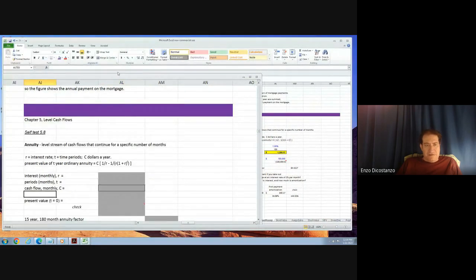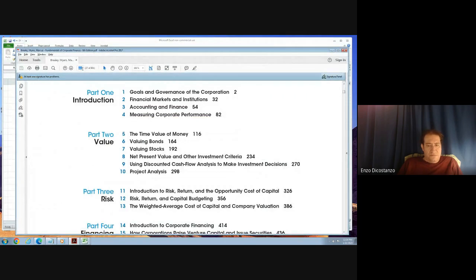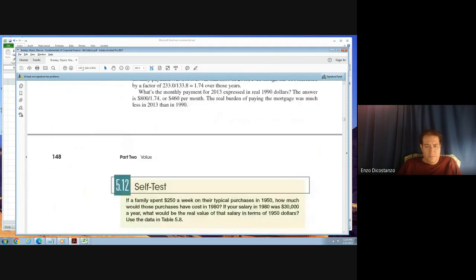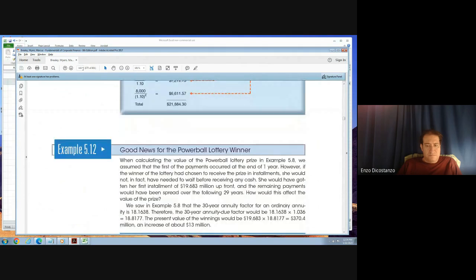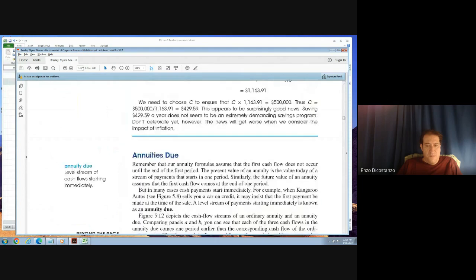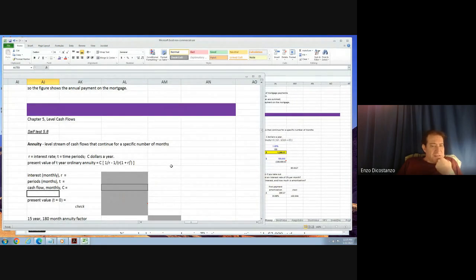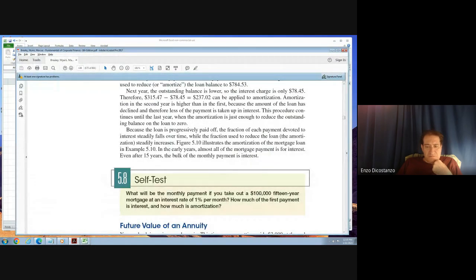This is the self-test. So we're here with problem 5.8. It says level stream of cash flows, 100,000, 1%. This is another mortgage problem.